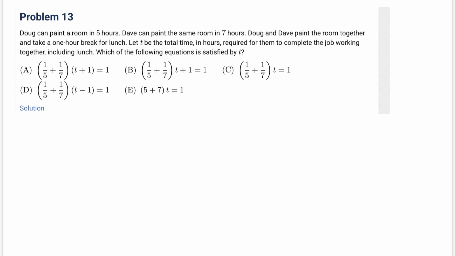Number 13, Doug can paint a room in 5 hours. Dave can paint the same room in 7 hours. Doug and Dave paint the room together and take a 1 hour break for lunch. What is the total time in hours required for them to complete the job? Okay, so Doug can paint the room in 5 hours, so Doug works 1 over 5, then Dave works 1 over 7. So if they work together, it will be 1 over 5 plus 1 over 7, and then they take a 1 hour break for lunch. So the number of hours is t, then it's t minus 1, since 1 hour is break.